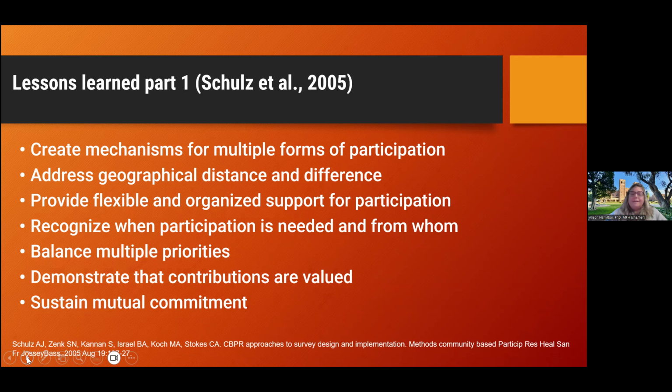We want to ensure that the contributions of our community partners are being valued. And there's quite a bit that's been written about what forms that might take, obviously compensating people, compensating organizations, but there are many other ways in which we can value community contributions to this effort. And as I mentioned at the beginning, really figuring out if there are ways and processes and kind of deliverables that can help to sustain mutual commitment to a more community engaged process.